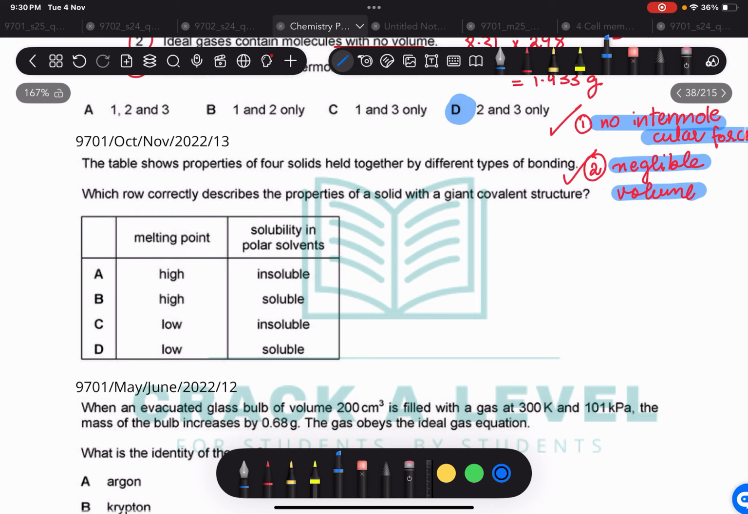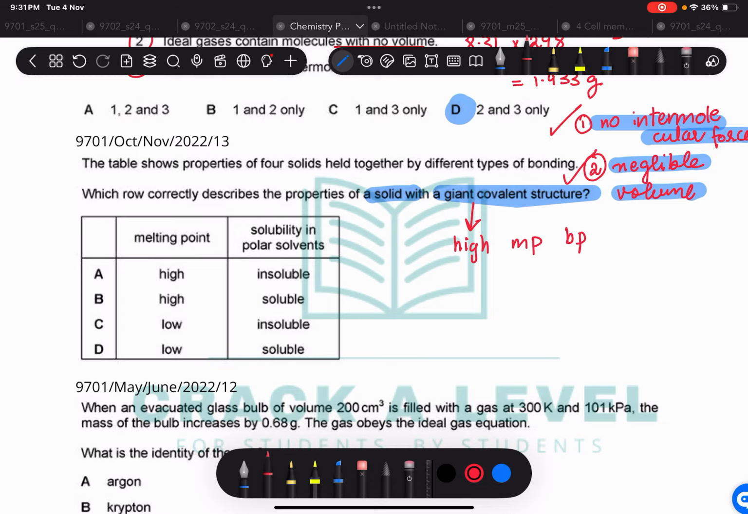Okay, the next question states that the table shows properties of 4 solids held together by different types of bonding. Which row correctly describes the properties of a solid with a giant covalent structure? So we need a solid that has a giant covalent structure. In giant covalent structures, what do we expect? We expect high melting and boiling points. And why is that? Because we have to break the strong covalent bonds.